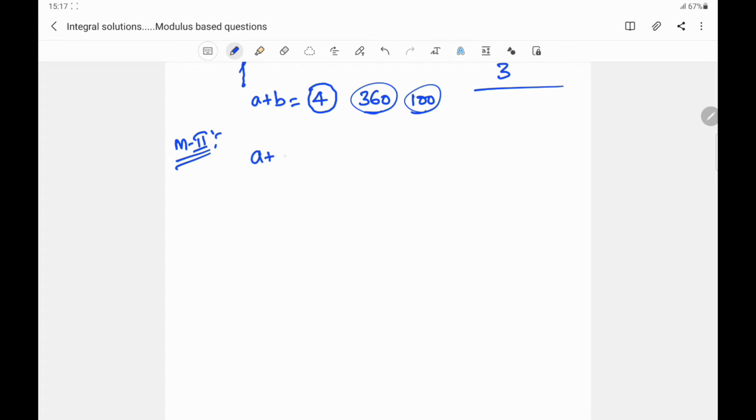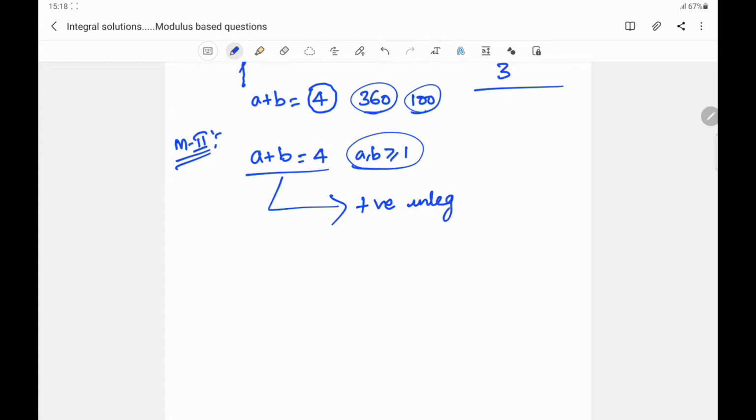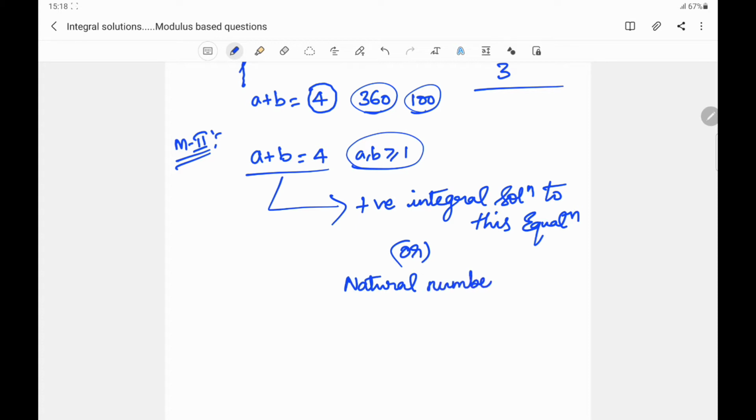Now the given equation is a plus b equals to 4, and it is also given that a and b are greater than or equal to 1. That means we are looking at integral solutions, or else we can say positive integral solutions to this equation, or else this can also be written as natural number solutions to this equation.